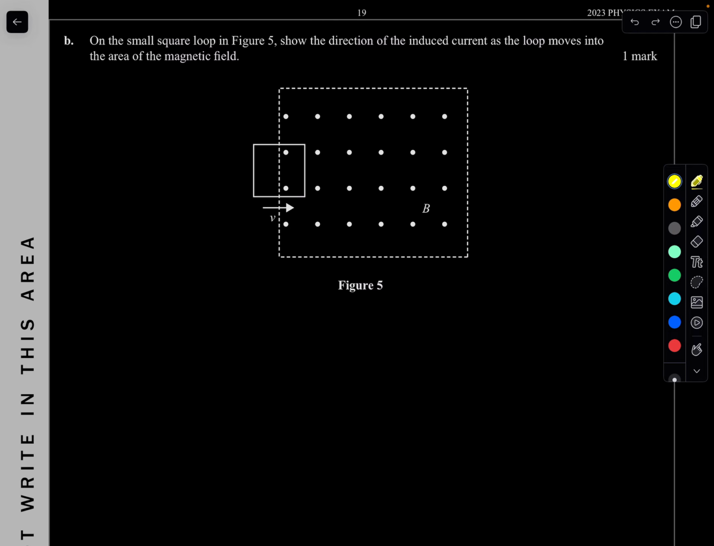So the induced magnetic field in this case, you know how this is out of the page, there will be an induced magnetic field that will be into the page if there's an increase in magnetic field. So we've got that. Using your right hand grip rule, make sure your thumb is into the page, and your fingers should be rotating clockwise. So in other words, this is how the current should be rotating.